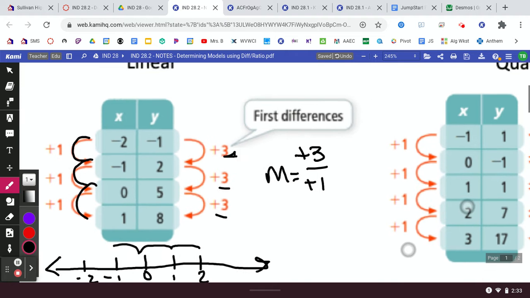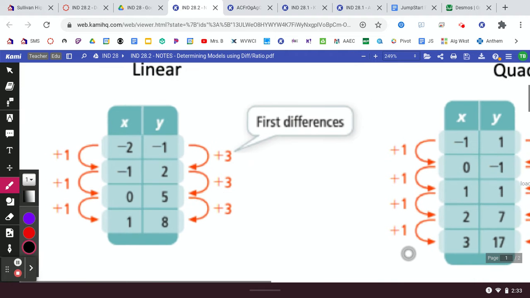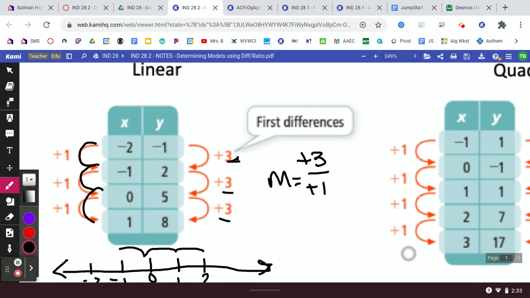Now, I want you to put this example in your notes of quadratic, and I'll move it over here in a second, but I'm purposely blocking off that side right now.